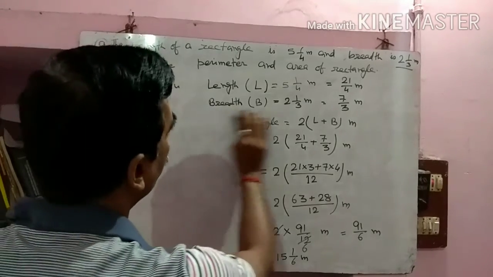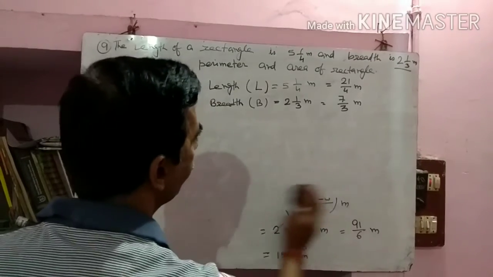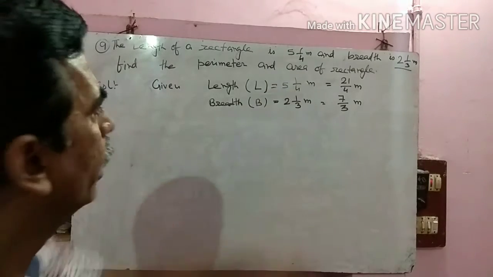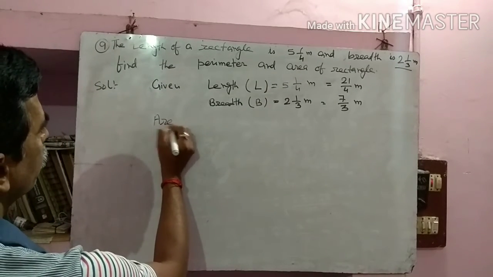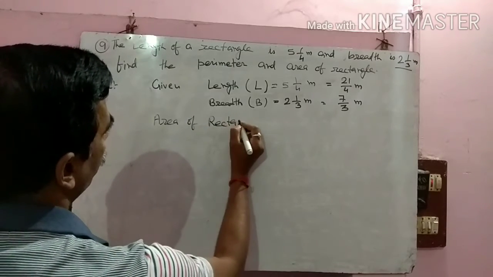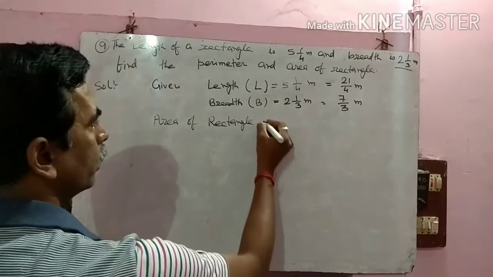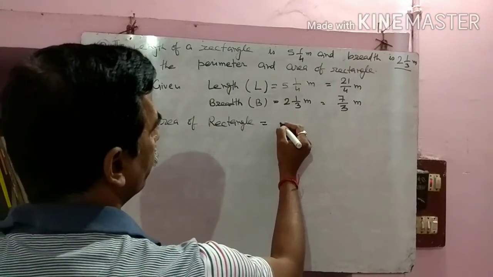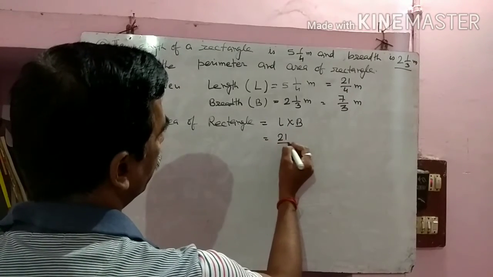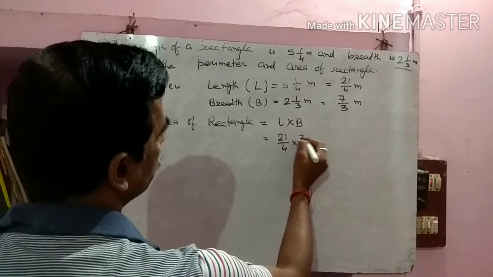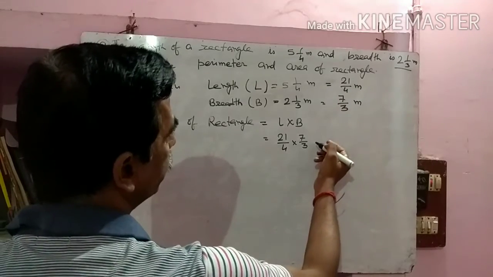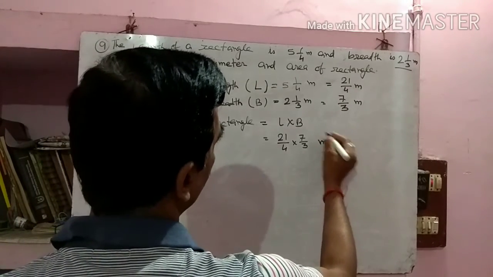Then next one is area of rectangle. So we have to write area of rectangle is equal to, as you know, length into width. Length is given 21 by 4 into 7 by 3. This one is also meter and this one is also meter, so this becomes meter square, or the unit square.